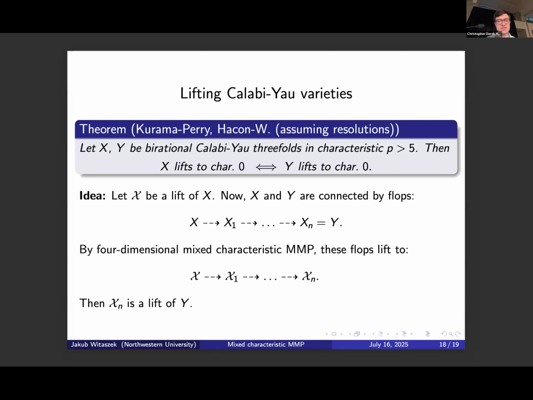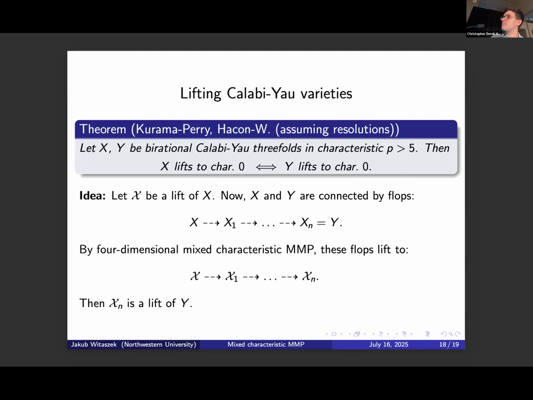It would be very nice to give an intrinsic proof of this statement using maybe motivic integration or p-adic integration. But the only proof we have uses mixed characteristic MMP. And so the idea is very simple. Let's start with a lift of X. Let's call it curly X. X was 3-dimensional, so curly X is a 4-dimensional mixed characteristic variety.